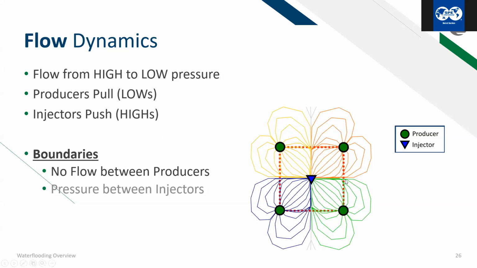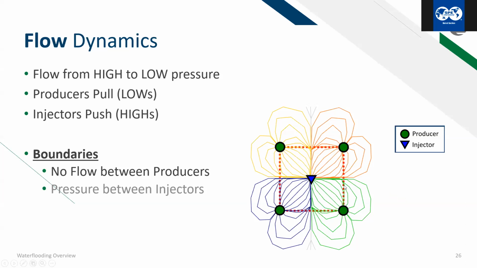The streamline image right here is showing potential flow paths between an injector and a producer, and I have them colored by pair. So these are all the potential flow paths that the water from an injector could take to a producer, for each of the 4 producers in this inverse 5-spot pattern.